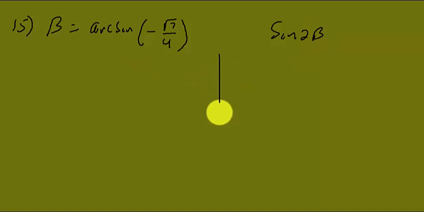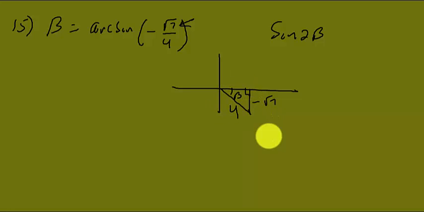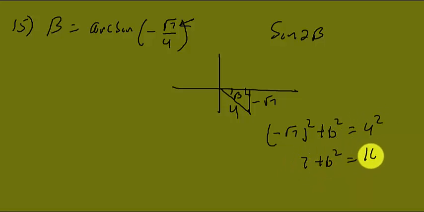Arcsine exists in the first and the fourth quadrant. It's negative in the fourth quadrant, so you have to go down here and draw that. That means this is the opposite, negative rad 7, and that's 4. Hypotenuse is always positive. That's my right triangle, and this is my angle beta. I have to find the third side. Negative rad 7 quantity squared plus b squared is equal to 4 squared, which is 7 plus b squared is equal to 16. B squared is equal to 9, and b is equal to plus or minus 3. Since this side is going to the right, that'll be positive 3.